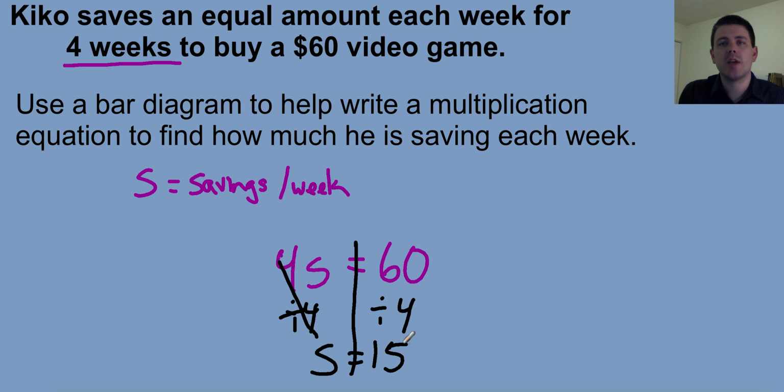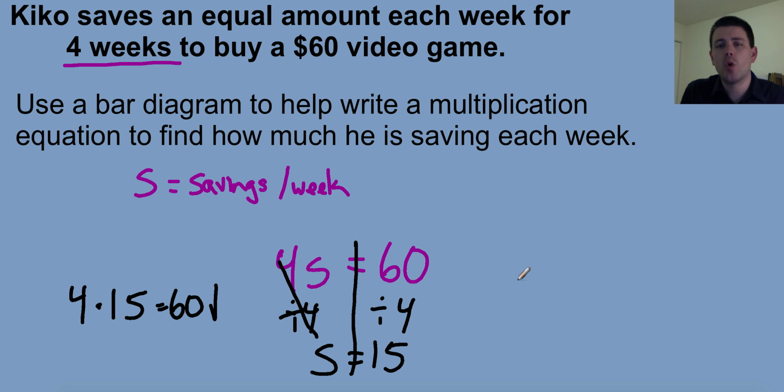So what I'm doing is I'm taking my large amount and I'm dividing it down until I find out how much it is for just 1. Let's check our solution. 4 times 15. Well, 4 times 15 is 60. That's what we want for our solution. So we know it worked. Always check that solution.